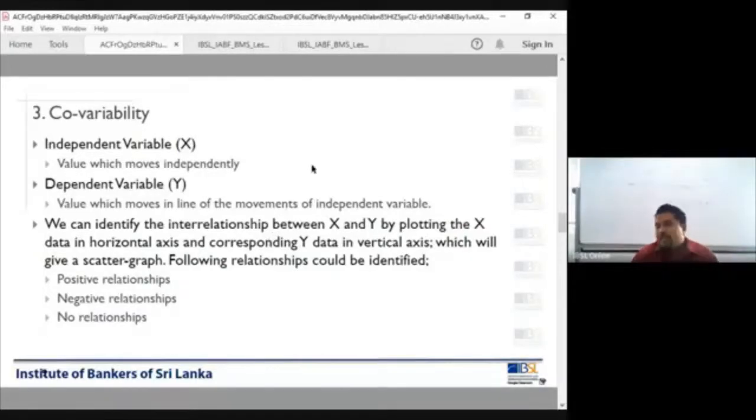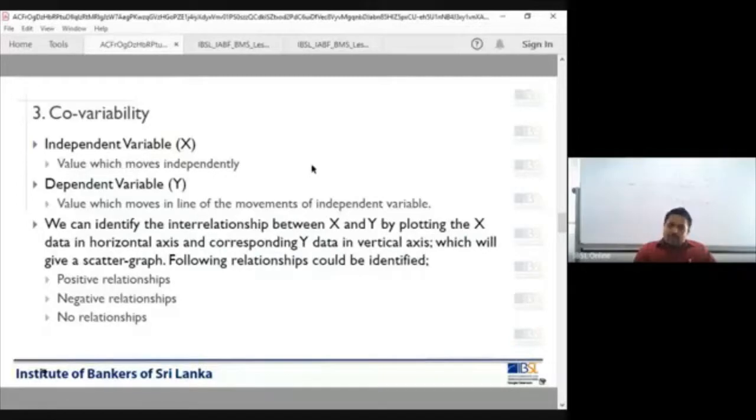If you could recall, during our lectures on data presentation, we noted that you could represent data by graphs such as bar charts, pie charts, and line charts, and then we stopped the lecture at this word, scatter graph. Now the scatter graph is nothing but when we plot those independent and dependent variables in a 2D graph.